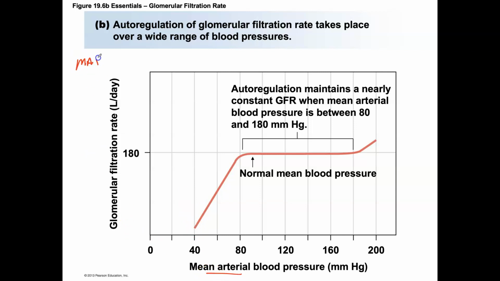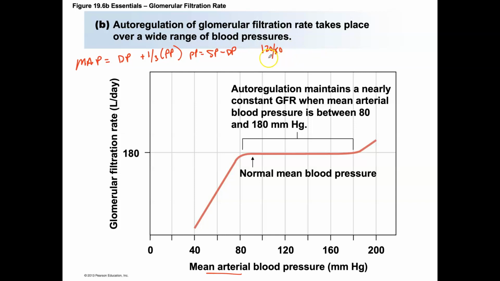We typically look at mean arterial pressure, what we call the MAP pressure. Mean arterial pressure is equal to your diastolic pressure plus 1/3 of your pulse pressure. The pulse pressure is the difference between systolic pressure and diastolic pressure. So pulse pressure equals systolic pressure minus diastolic pressure.